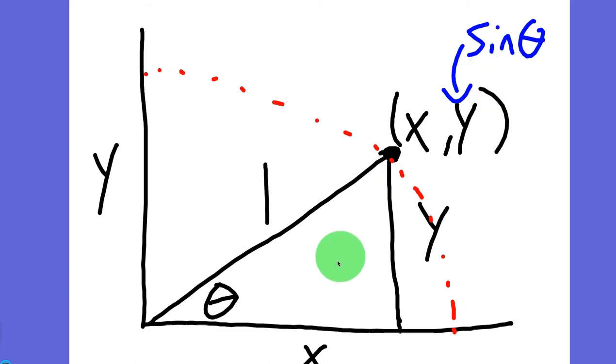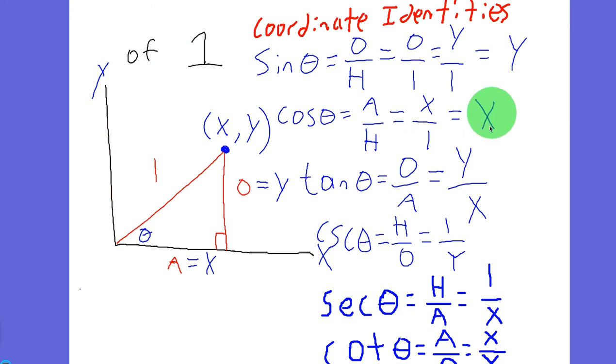Next one we have cosine. Well, cosine of theta is just adjacent over hypotenuse. You can quickly see that that would be x over 1, which would just give you x back. So when determining cosine on the unit circle, all you have to do is look at the x value of the point you're dealing with. So here's the work for that.